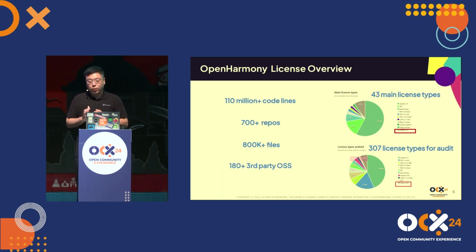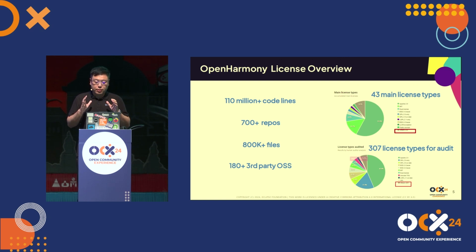Similar to other OS, the OpenHarmony also has a large number of code and repositories. In the OpenHarmony community, there are 110 million lines of code, more than 700 code repositories, more than 800,000 files, and more than 118 third-party open source software has been introduced. Due to the introduction of those third-party OSS, from the perspective of license management, the number of main license types we need to handle has reached 143. For file-level license, the number can reach up to 306.